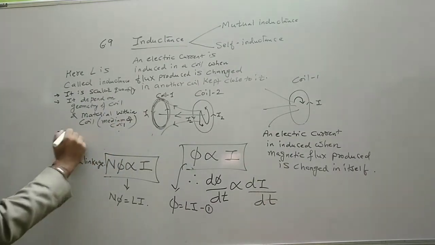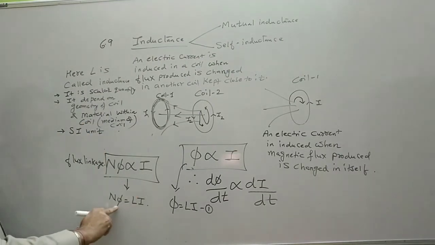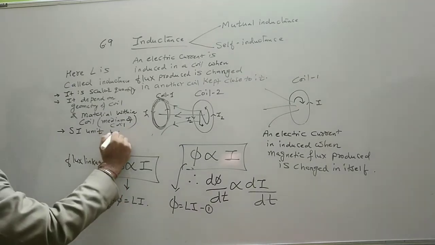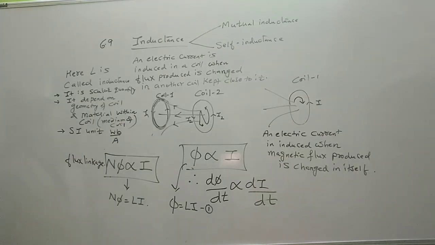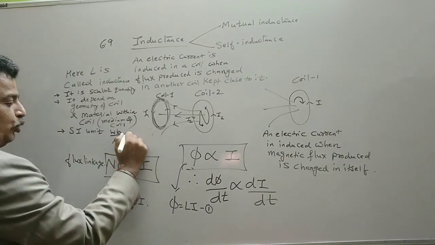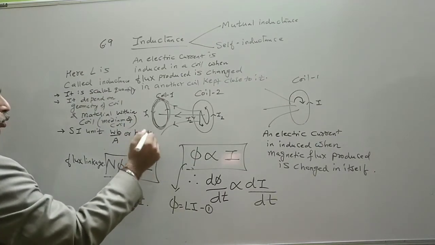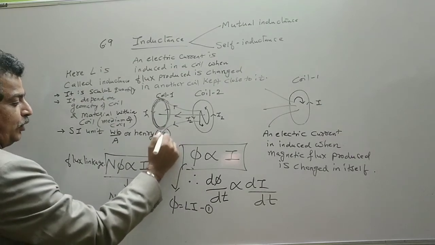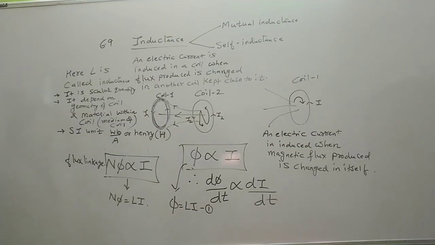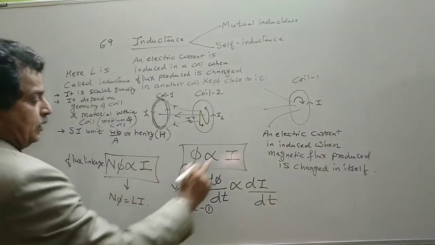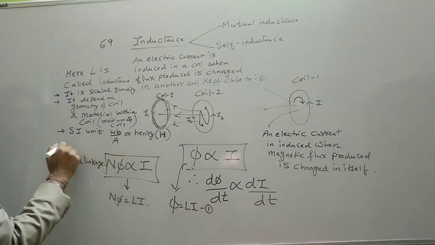Then SI unit. So clearly L can be written as flux upon current. So the unit becomes Weber upon ampere, that is Weber per ampere, which is known as Henry, named after a scientist who gave this property of self-inductance, denoted by capital H. So SI unit is Weber divided by the current, that is ampere, or it will be called Henry.